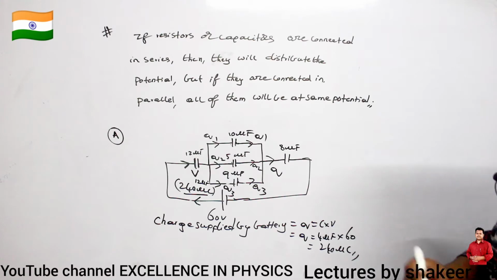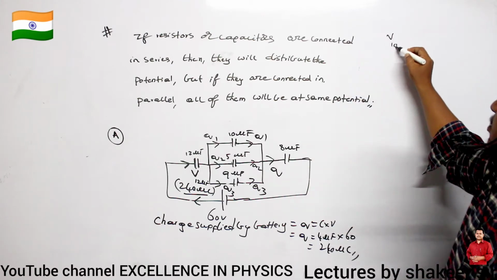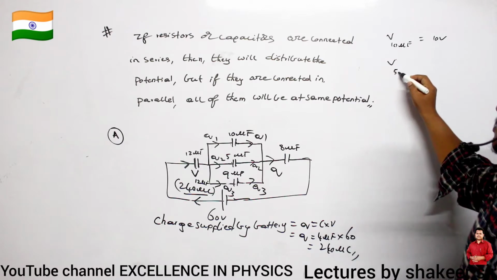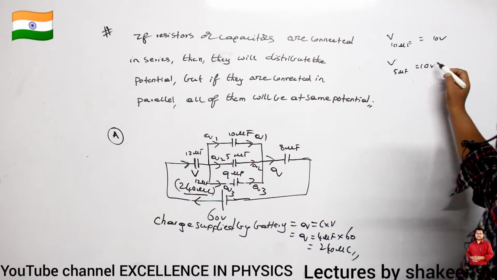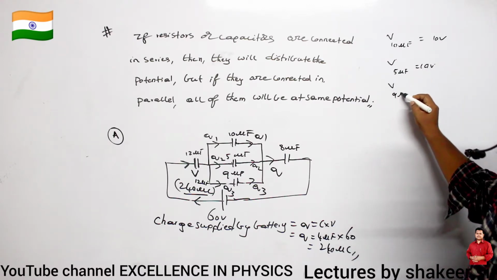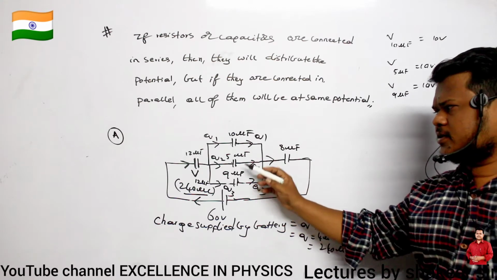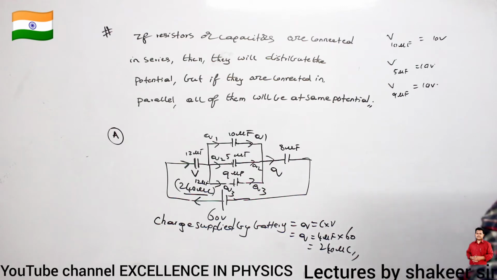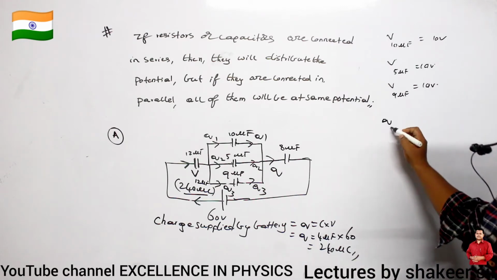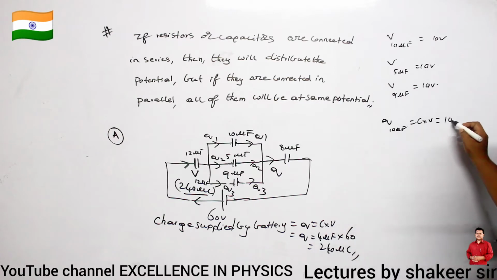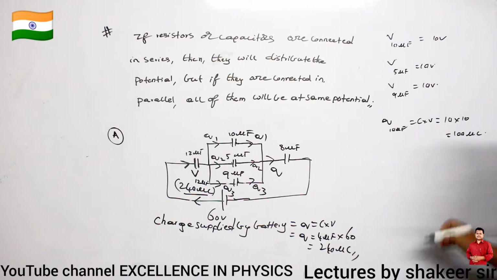So therefore, what is the potential present on 10 microfarads? It is 10 volts. The potential present on 5 microfarads is also 10 volts. The potential present on 9 microfarads is also 10 volts. So if I know potentials and capacitances, I can calculate the charge also. So what is the charge present on 10 microfarads? Q is equal to C into V. Capacitance is 10, potential is 10. So 100 microcoulombs of charge will be present.